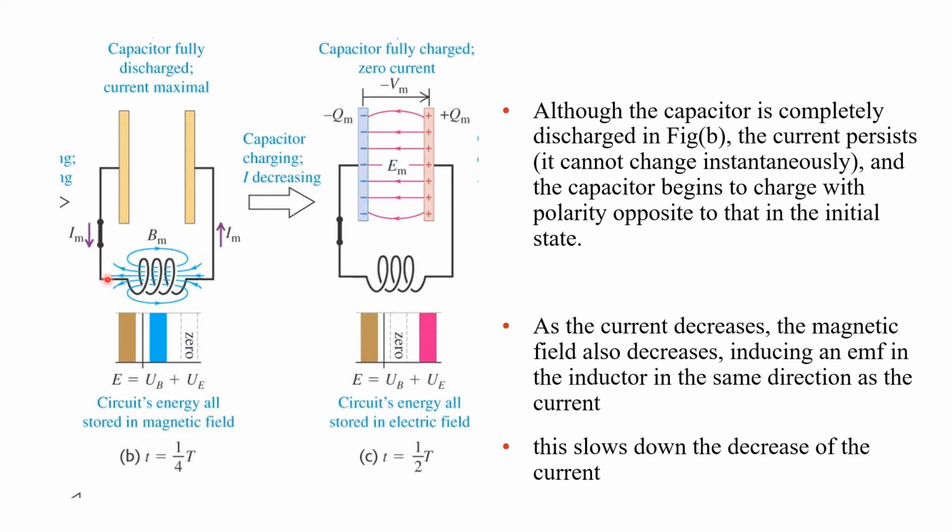Although the capacitor is fully discharged in figure B, the current here, which is at maximum, persists and it cannot change instantaneously because you have your inductor here. So what happens is the capacitor begins to charge with the polarity opposite to the initial charge. As you can see, because the current persists in your circuit here, your capacitor begins to charge. However, it is charging with the polarity opposite to the initial state.